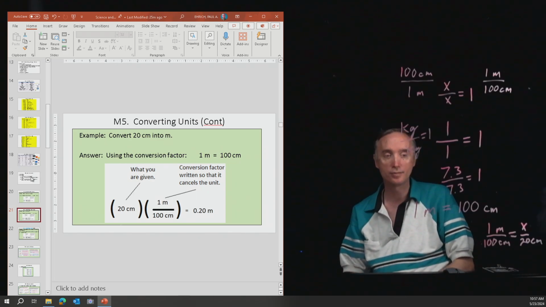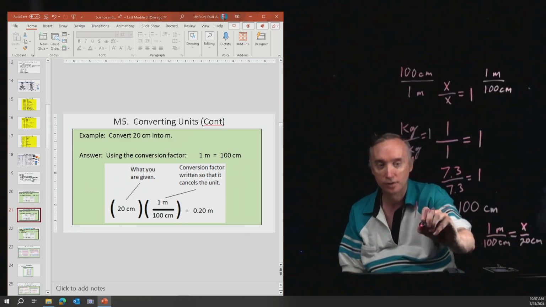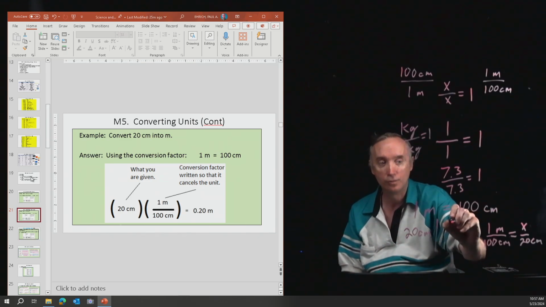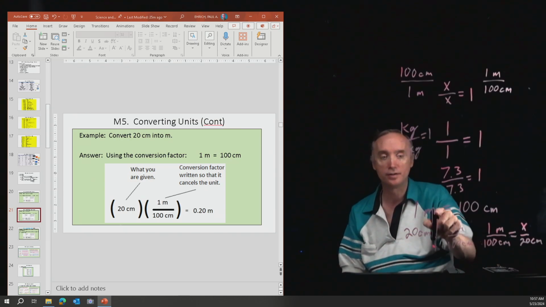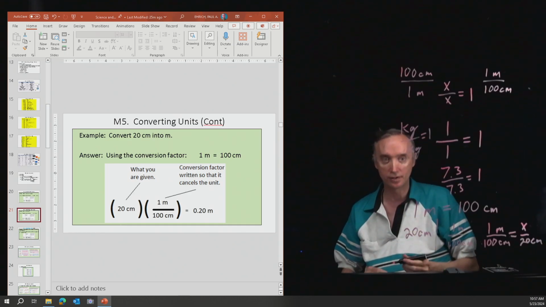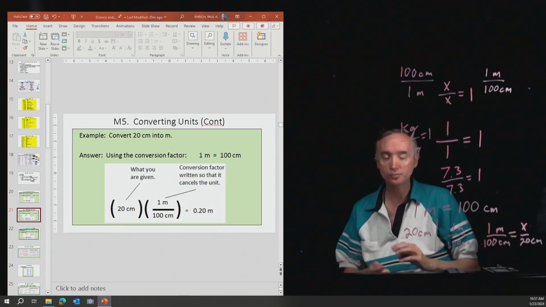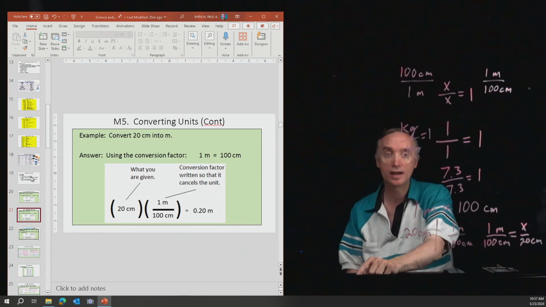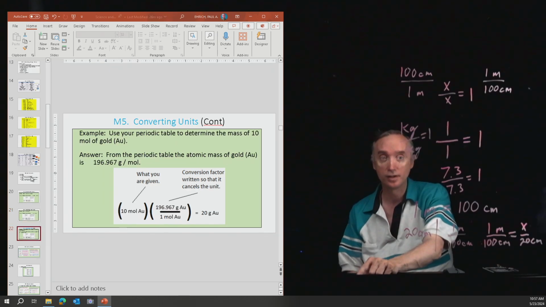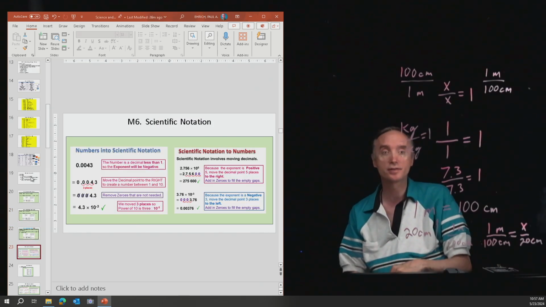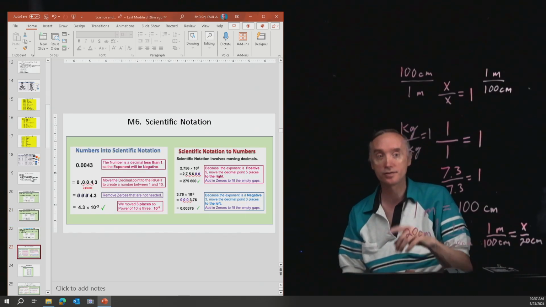You'll also notice that in chemistry, instead of parentheses, they tend to use lines. So they have what you start with, 20 centimeters, and then they put a line, and then 1 meter, and then 100 centimeters. So it's the same thing, but for some reason they like to use lines instead of parentheses. Okay, so that is how to convert units. And our next topic is going to be scientific notation, and I'll see you in just a moment.